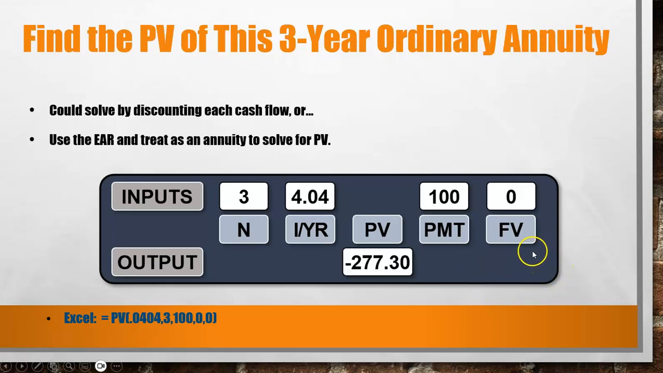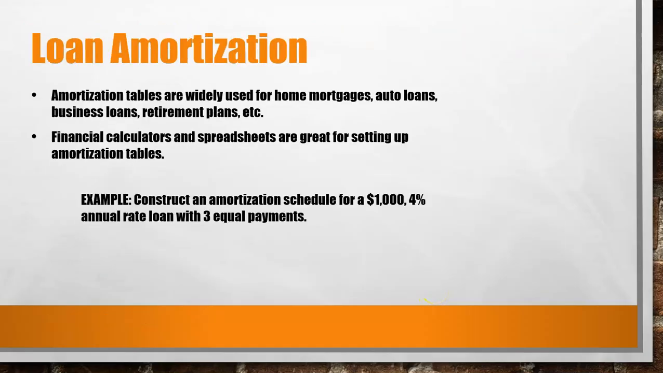Find the present value of this 3-year ordinary annuity. You could solve this by discounting each cash flow or use the effective annual rate. Present value, $277.30, is how much you'd have to put in to pull out $100 every year.